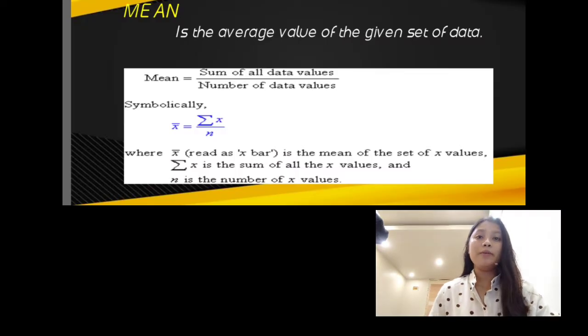So how to get the mean in the ungrouped data? First, let's define what is mean. Mean is the average value of the given set of data. Tandaan lang natin na ang mean is the average value. Okay, so this is the formula of the mean. This is the symbol where x bar is the mean of the set of x values, summation of x is the sum of all the x values, and n is the number of x values. So ito yung formula ng mean.